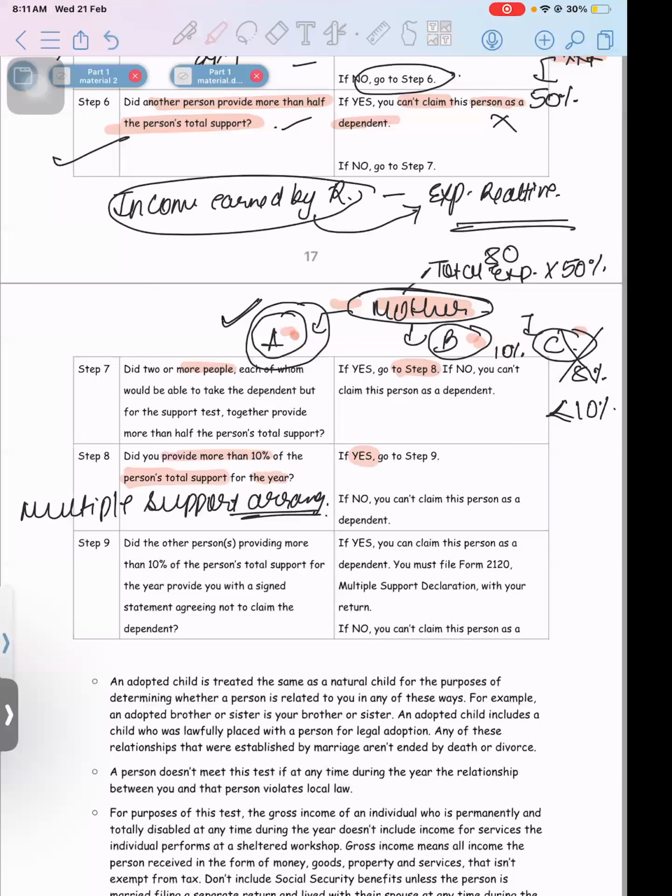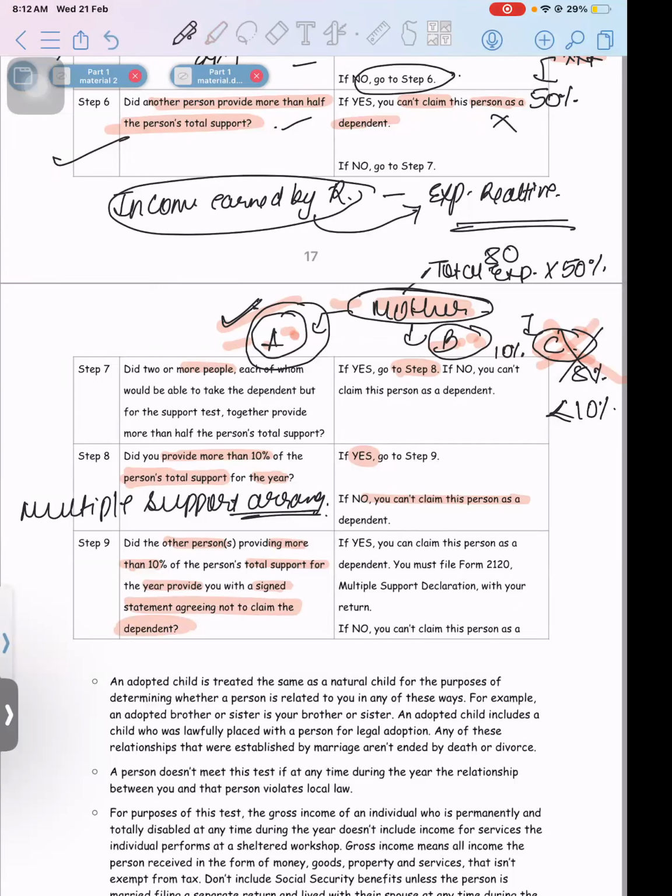If no, C cannot claim her mother as a dependent. But A and B are still in the competition. Let's see who can claim it. Did another person providing more than 10% of total support, meaning Mr. A, for the year, provide you with a signed statement agreeing not to claim her as a dependent?